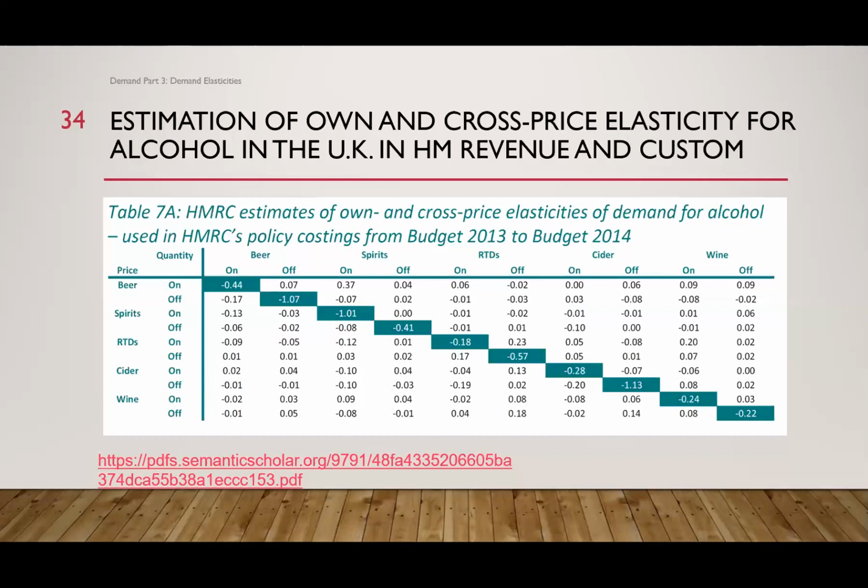And by the way, along the diagonal axis, those are the own price elasticities. And you can see they're negative all the way down. The price of the good goes up, the quantity demanded goes down. Okay. All right, so that's it for the elasticity of demand lectures.